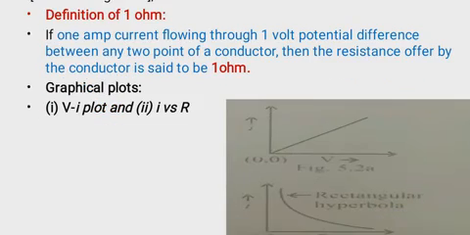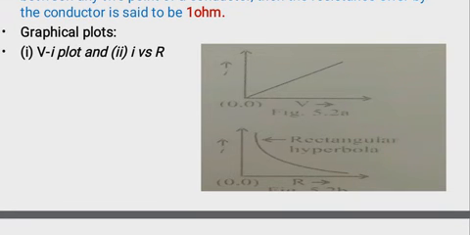Now the graphical representation, V versus I. The first graph represents the V versus I plot, where R is constant. If I increases, V also increases, and it is a straight line graph passing through the origin. Now for I versus R, when V is constant, we observe a hyperbolic graph, which is the last graph.